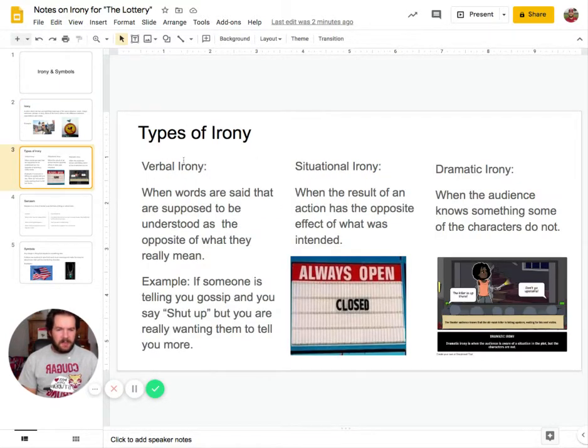In literature, we break up irony in a couple different ways. The first one is verbal irony. That's when words are said, but we're supposed to understand the meaning as the opposite of what was said. So, for instance, if somebody's telling you a really juicy, gossipy story and you're like, oh, shut up. You want them to keep talking, but you tell them to shut up. And so it's verbally ironic because what you mean is the opposite of what you said.